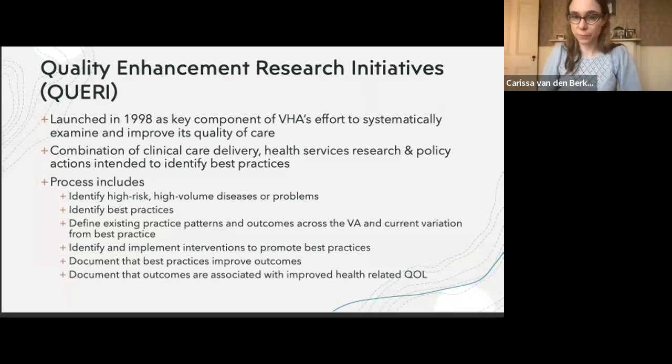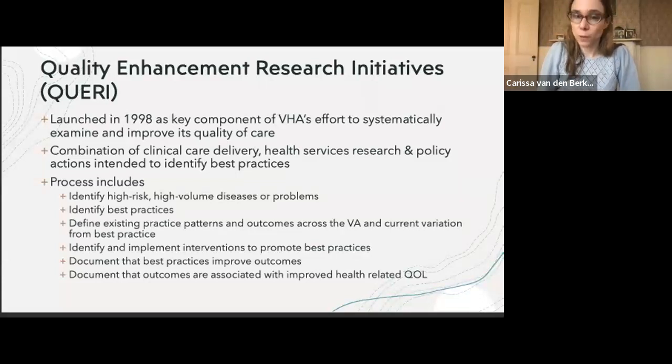So the processes include identifying high-risk, high-volume diseases or problems, then looking around to find out what the best practices are for those problems, defining existing practice patterns and outcomes across the VA and current variation from best practices, then identifying and implementing interventions to promote the best practice, and then documenting that best practices are improving your outcomes, and then documenting that the outcomes are associated with improved health related quality of life.